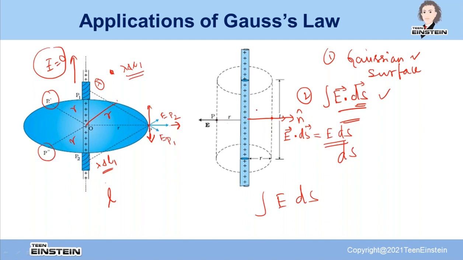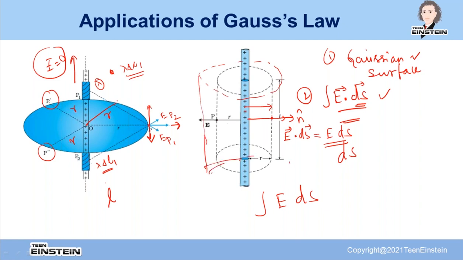It depends on the length of the wire. It depends only on the radial distance. If I had drawn another cylindrical surface, the radial distance would be different, so the electric field will be different for that case. The electric field at this point will be different from this one because they are at different radial distances.